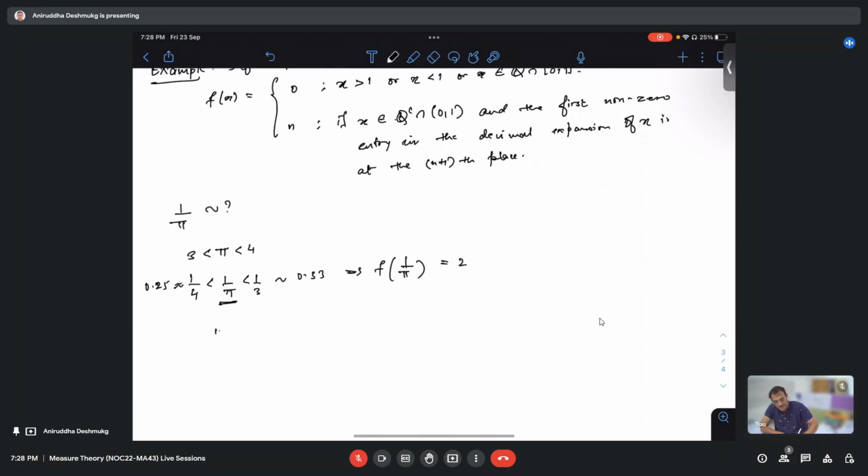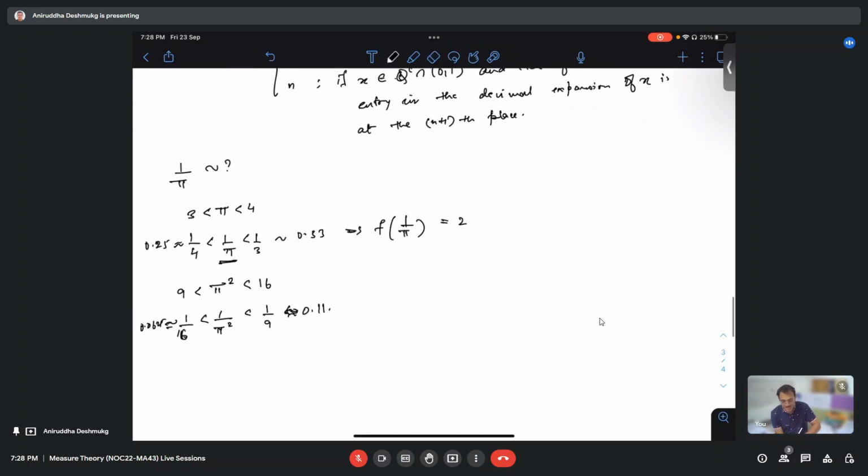But if I start with pi square now, pi square is less than 16 but bigger than 9. So 1 over pi square is less than 1 over 9 but bigger than 1 over 16. 1 over 16 is, what will it be? The square of 0.25, which is 0.0625. And this is around 0.11.